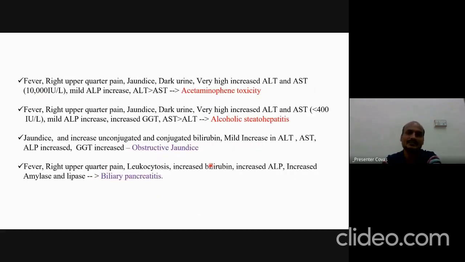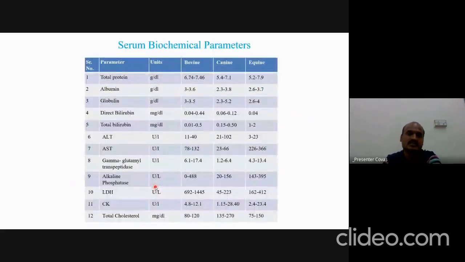So next one is acetaminophen toxicity: you will have higher ALT and AST and mild ALP increase. Alcoholic steatosis means we have very high ALT and AST, generally less than 400. Obstructive jaundice means that ALP and GGT are increased. Biliary pancreatitis: in pancreatitis ALP increases because it is synthesized from biliary, and lipase is synthesized from the pancreas. So these are the serum biochemical parameters.